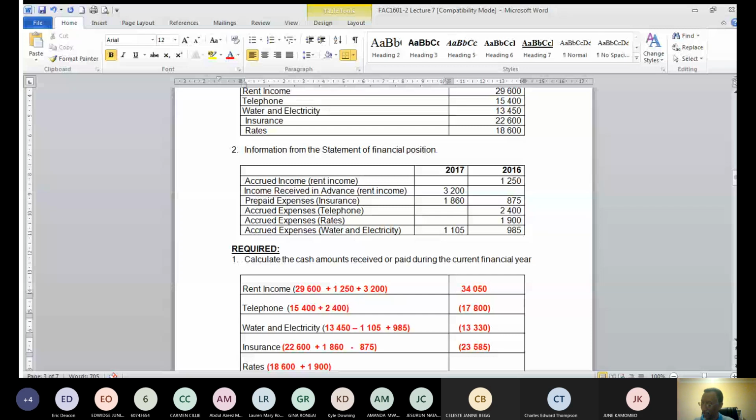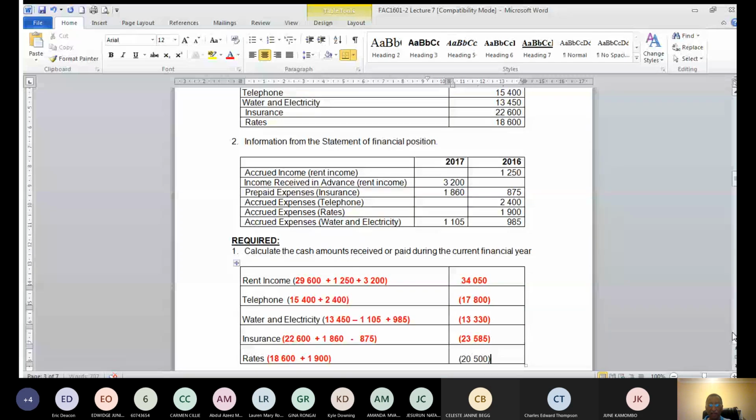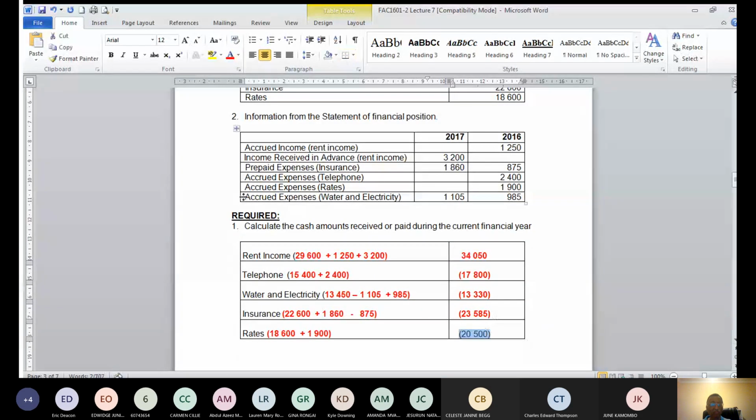It was due at the beginning of the year. I also paid that 1,900. So for the current year, my total cash, 100 Rand. That's the outflow for my rates expense.